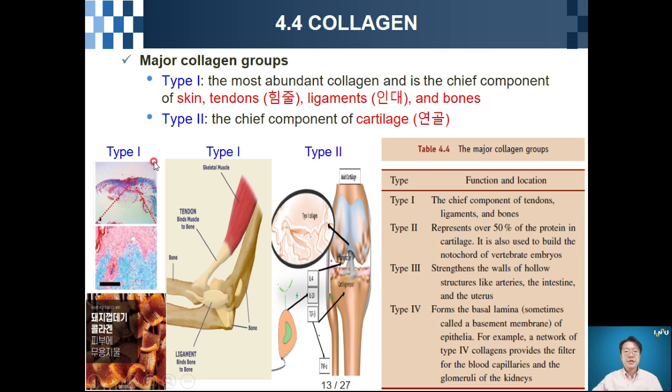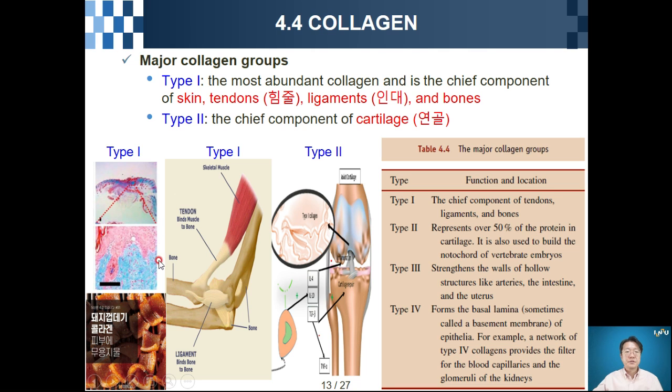If you see here, this picture comes from Nature Chemical Biology journal. This is mouse skin. The red area is mouse epidermis, and below the epidermis there is collagen. So collagen is located below the epidermis. The blue area is collagen.